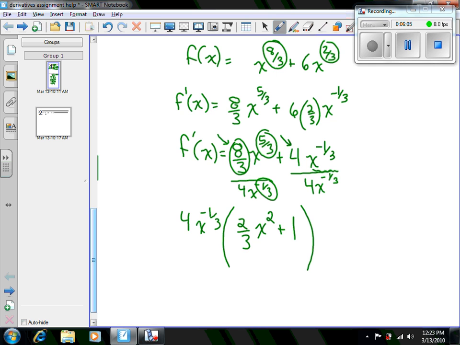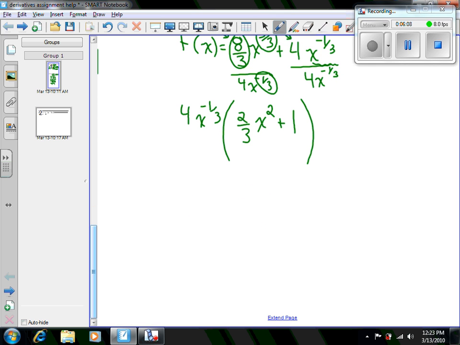The last thing, it's just kind of taboo that we don't write a negative exponent in my answer, so you continue to simplify. We'd leave the 4. You'd have 2/3 times x squared plus 1, and the x to the minus 1/3 has gone into the denominator and become x to the positive 1/3.